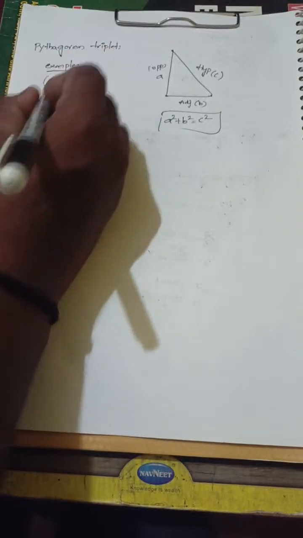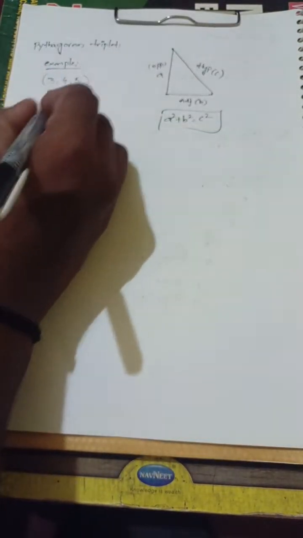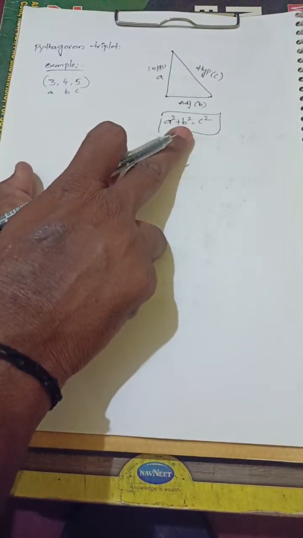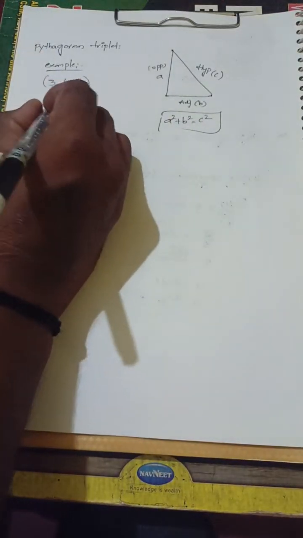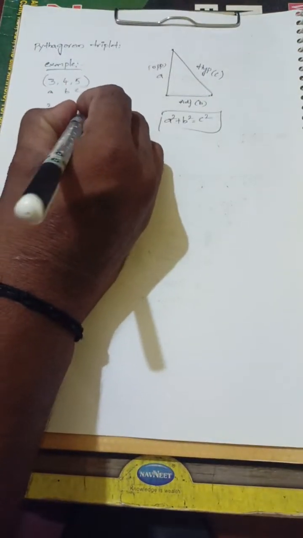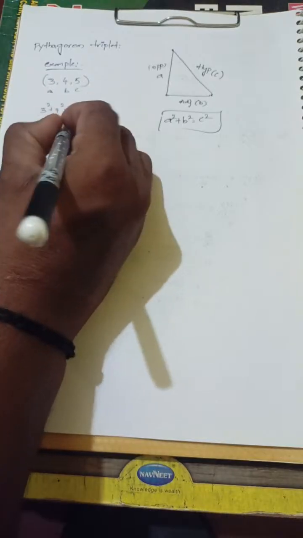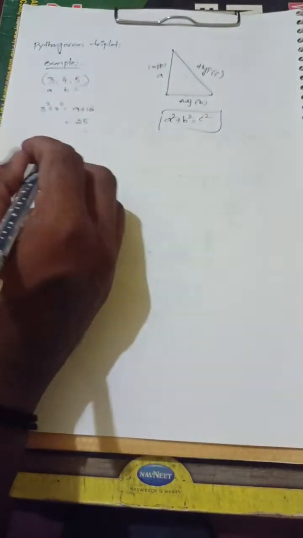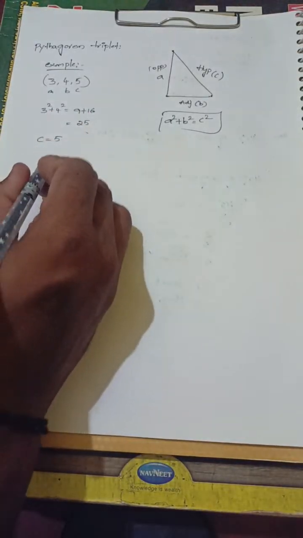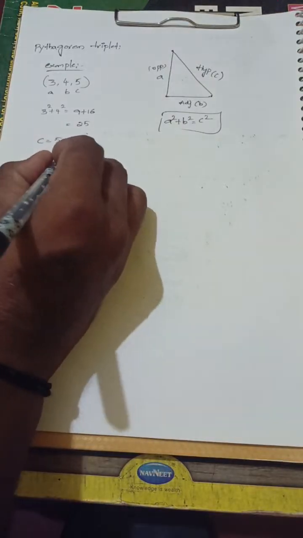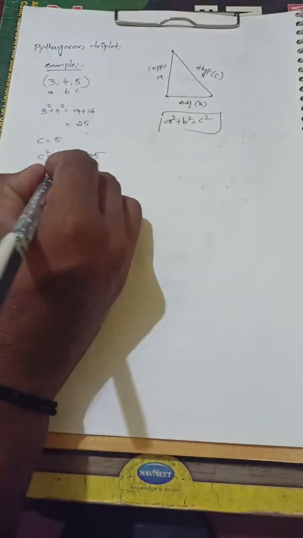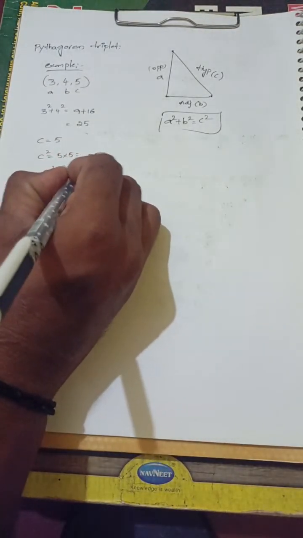3, 4, 5. For example, if you take these as the a value, b value, c value, we have to use the formula a square plus b square is equal to c square. That means 3 square plus 4 square, and we have to show that it is equal to 5 square. 3 square is 9, 4 square is 16. If you add these two, you get 25. The c value we have taken as 5, and c square is 5 into 5, which becomes 25. So a square plus b square is equal to c square.